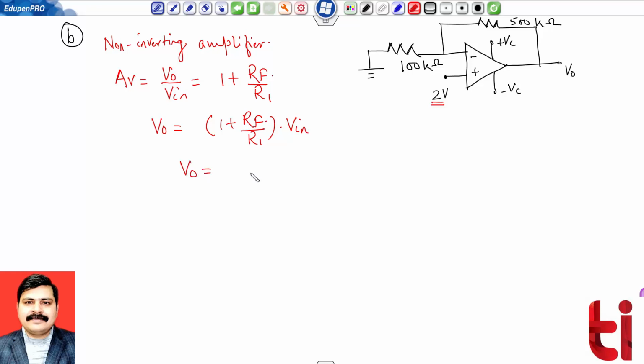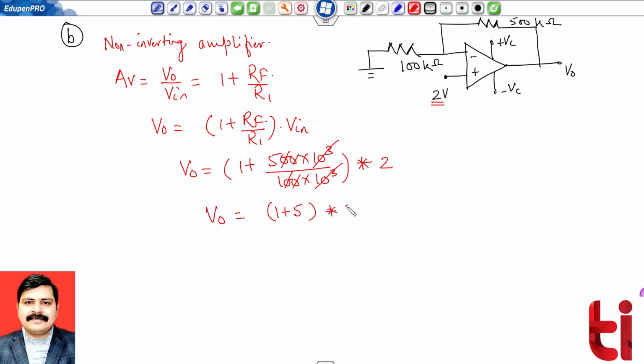So put the values: 1 plus 500 into 10 raised to power 3 divided by 100 into 10 raised to power 3, represented in terms of ohms, multiplied by input voltage 2 volts. So this cancels out and these two zeros will also be cancelled out. V0 will be equal to 1 plus 5 multiplied by 2. So V0 will be equal to 12 volts.